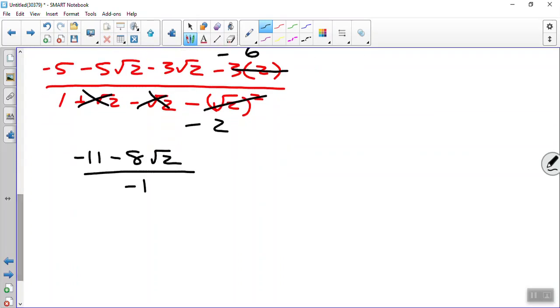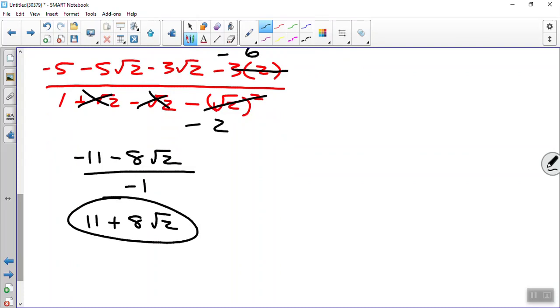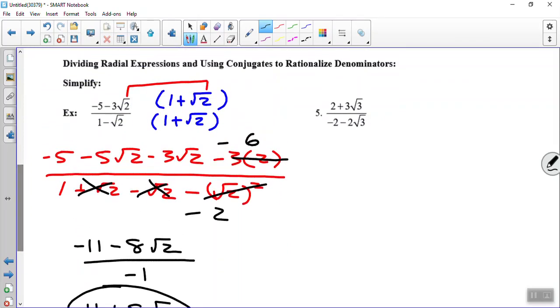Now this is correct, but we'd like you to change this. So you can multiply the top and bottom by negative 1, or divide by negative 1, however you want to look at it. The signs on top are going to change. So it's just going to be 11 plus 8 root 2. So we're simplifying a radical expression using conjugates. We're rationalizing the denominator. Go ahead and try number 5.